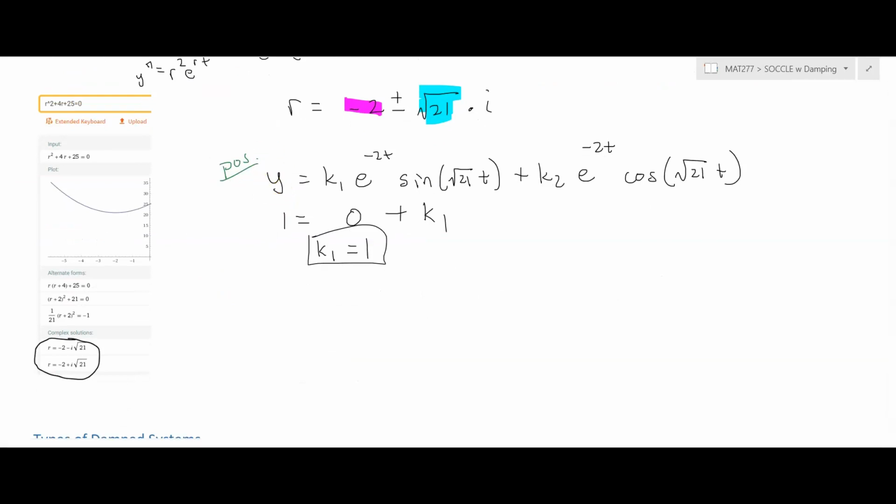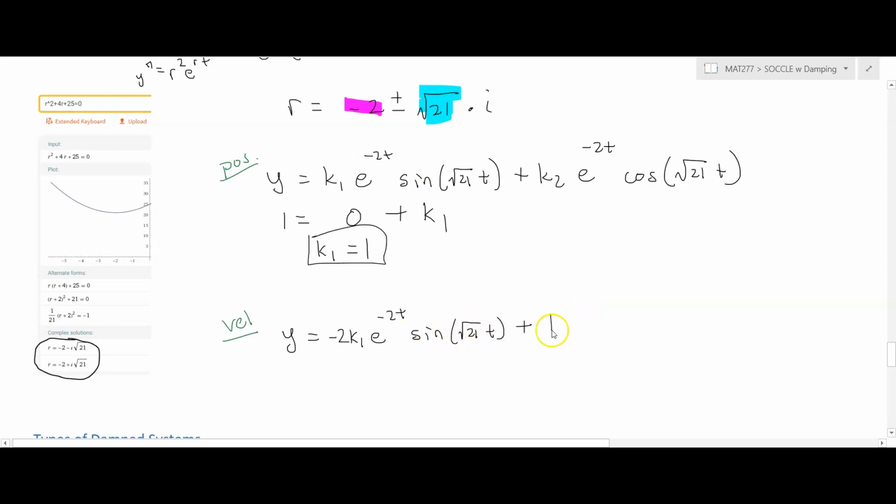Now to get velocity, we have to take the derivative of this function, and that's where I just said it gets a little bit messy. So by the product rule, it's f prime g plus f g prime. So k1, the derivative of e to the -2t is -2 e to the -2t. Second function untouched.